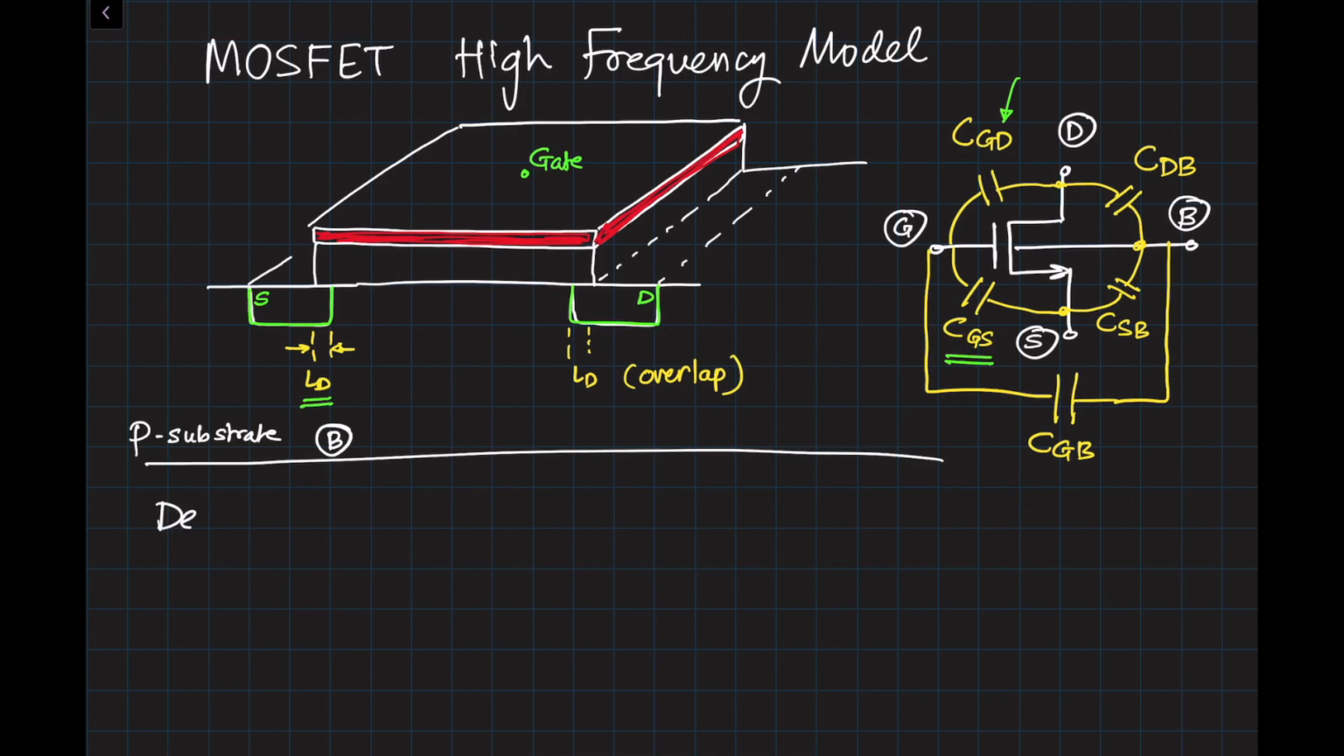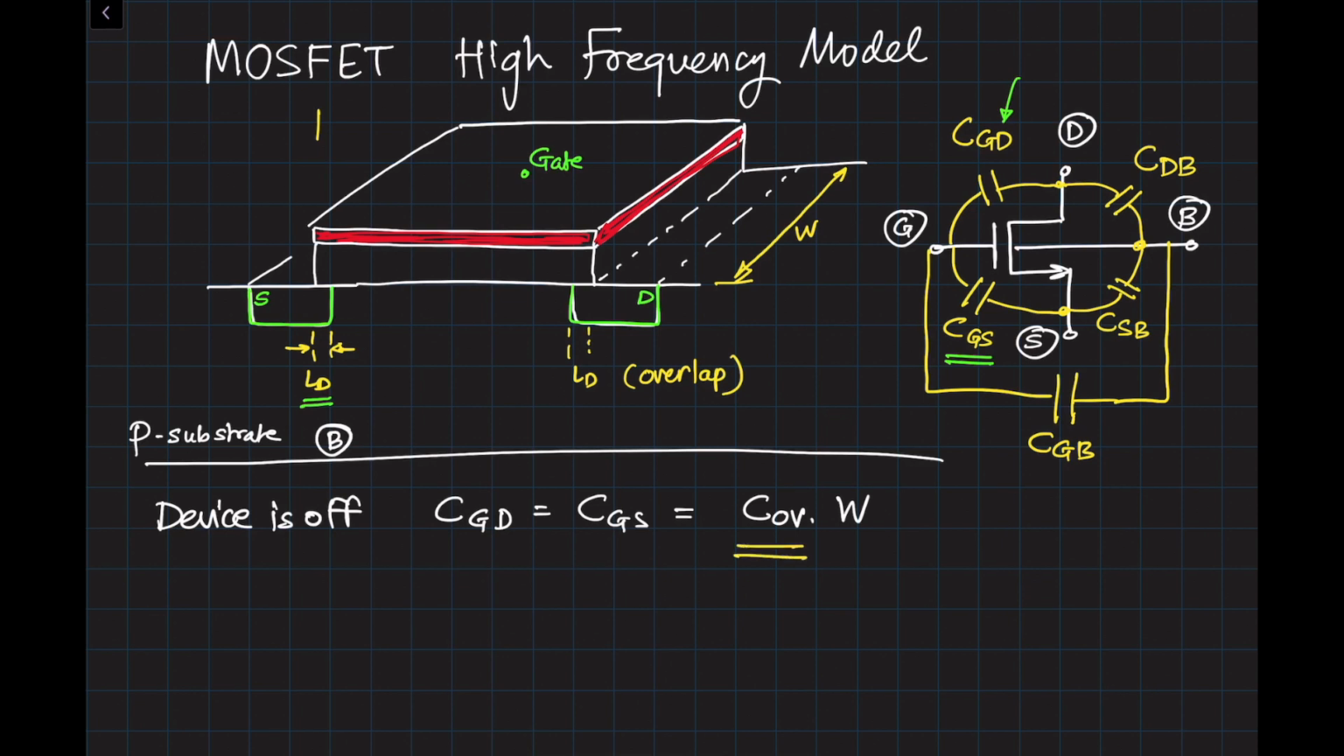So we know there are three regions of operation, and we will look at each one of them. For example, when is the device off? When VGS is less than VT. So in that case, CGD is equal to CGS, and that is given by C overlap times the width of the device. The width of the device here, I'm going to show it in yellow so you get the point. So this is the width of the device. The horizontal dimension is the length of the device, the length of the gate. Now C overlap is given by LD times C ox.